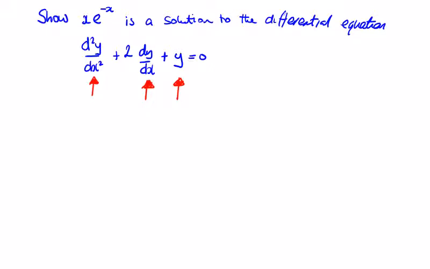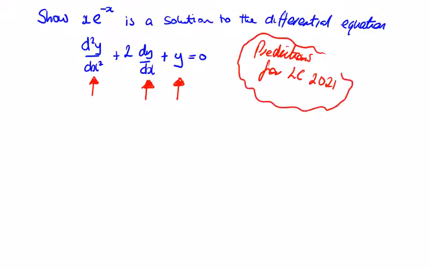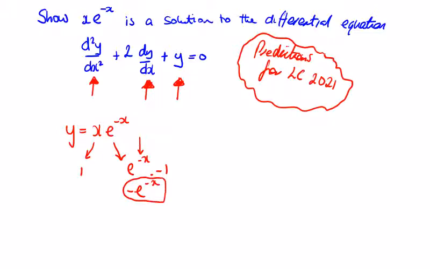Now this is one of my predictions for, if you're watching this video before LC 2021, be prepared. This is coming up. So we have a product rule. y is equal to x e to the power minus x. So the first differentiated is 1, and the second differentiated is e to the power minus x. Now, there is a number in there that we don't see. It's a minus 1. So times minus 1, which is minus e to the power minus x. So just be careful with this one.